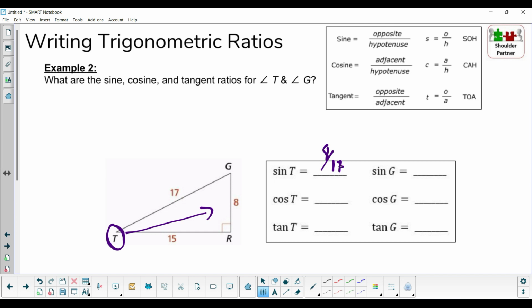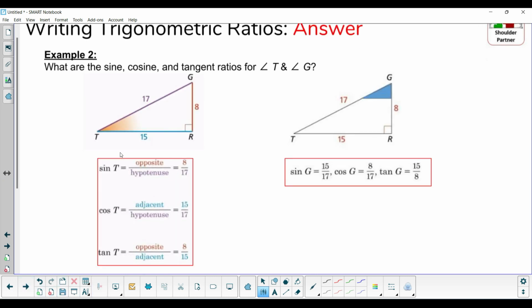That's a 17. Now, the cosine of t will be adjacent over hypotenuse. So that's 15 over 17. And then tangent will be opposite, that is 8 over adjacent. Honestly, guys, I expect every one of you to have this already done. So I'm just going to move on. These are the answers, just in case. You have the T and you have the G angles, okay?